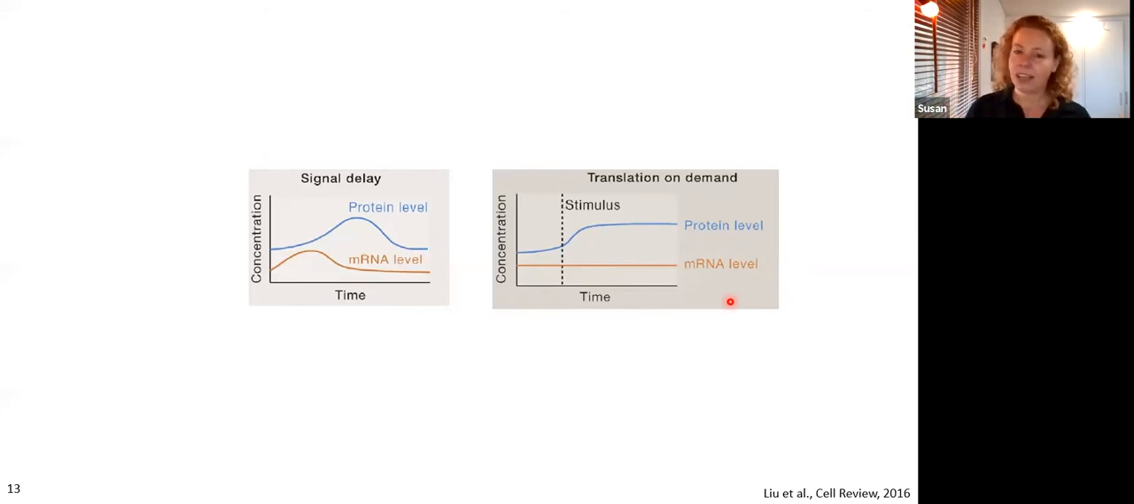But also if the cell has to respond to a certain stimulus or to a change in environment very quickly, this is very often done on the level of translation. So the mRNA level will just stay the same, and it will not be visible on the mRNA level because just the translation efficiency of the mRNAs that are there will be increased and more protein will be produced, but not visible on the mRNA level.